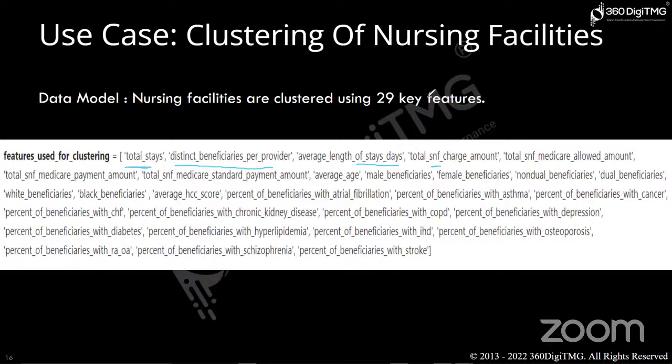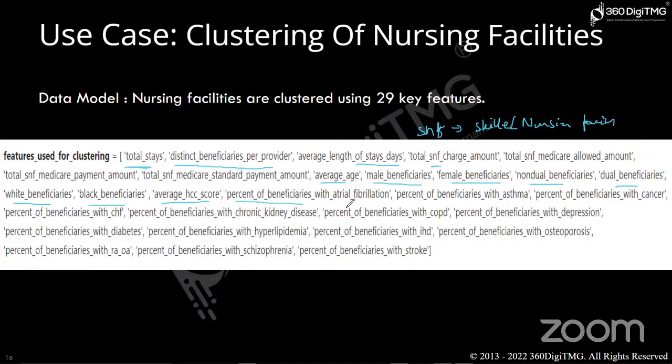SNF is skilled nursing facility. So how much do they charge? Then total skilled nursing facility Medicare allowed amount, so all the amounts in the skilled nursing facility, the average age of the patient, male or female beneficiaries, non-dual or dual beneficiaries, white beneficiaries or black beneficiaries, and the average HCC score, the hierarchical condition category score we are having.